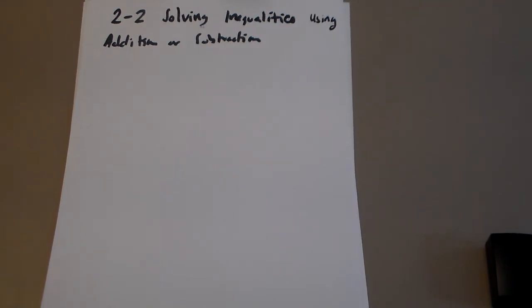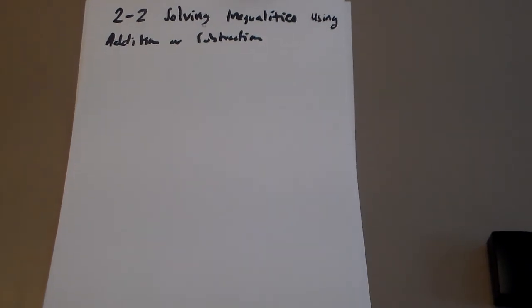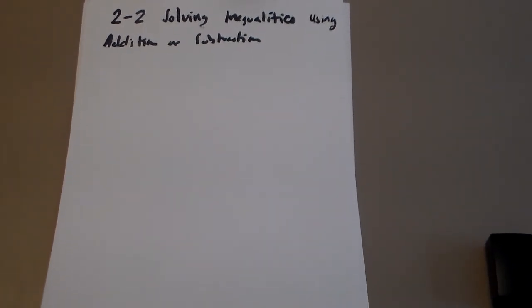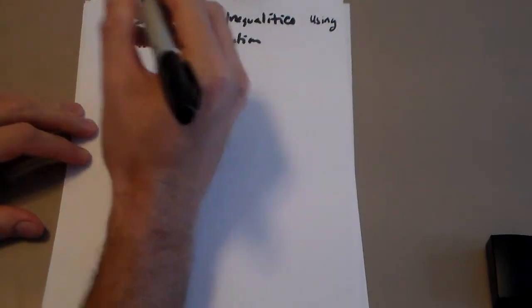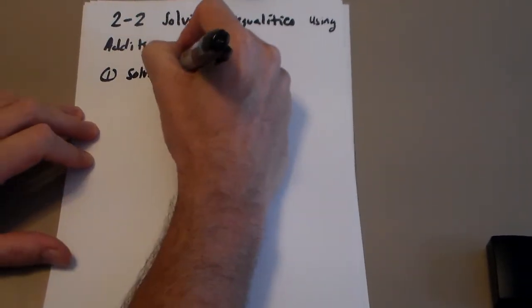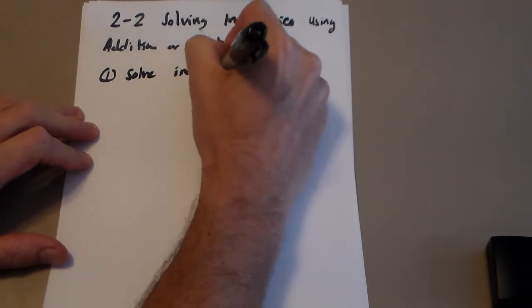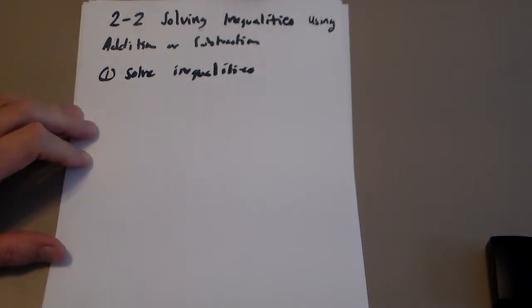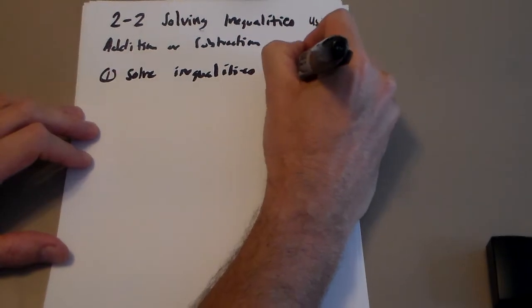All right, so here we go. Next step in the progression of inequalities is solving inequalities using addition or subtraction. So this is going to be very similar, okay? Very similar to the idea when we did this with equations, okay? So here are our goals for section 2.2. We are going to solve inequalities using addition and subtraction.